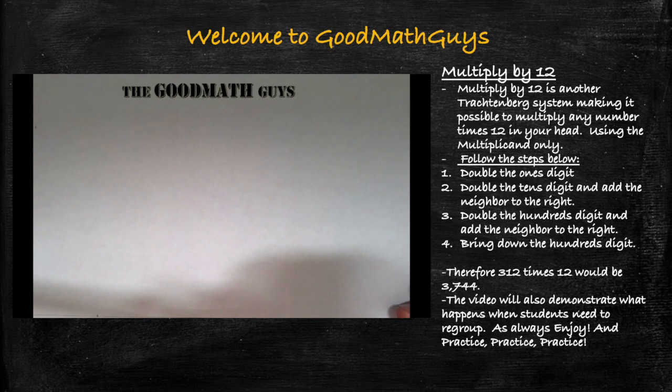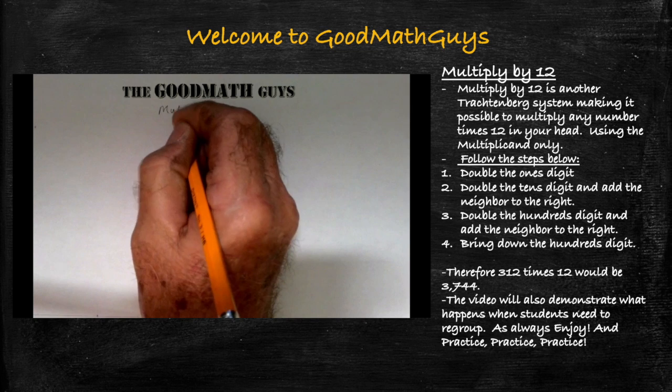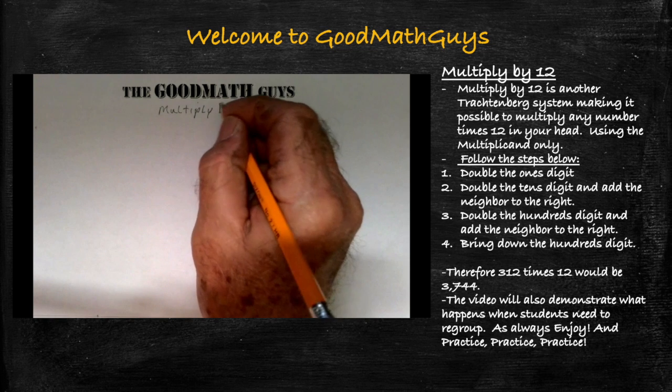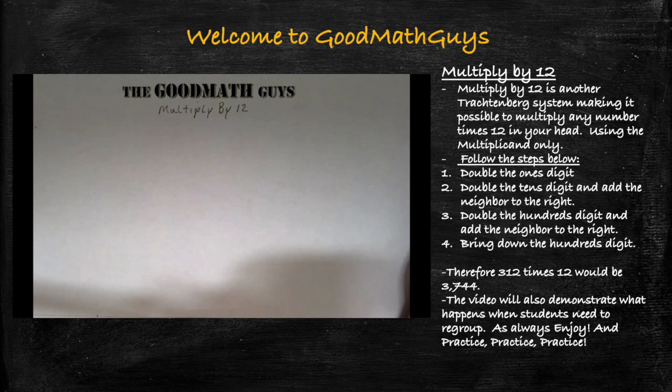Today we're going to explore another bonus multiplication strategy that was created by Jacob Trachtenberg. It's called multiply by 12. Now, for this strategy, all we're going to do is manipulate the numbers of the multiplicand. The multiplier 12 has no bearing on our completing the problem at all.